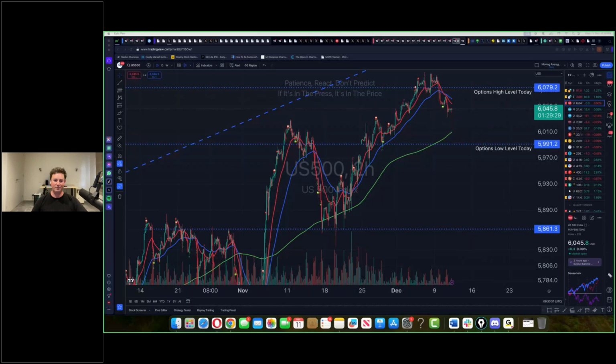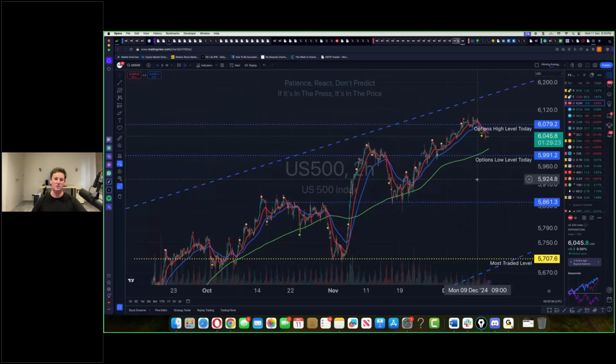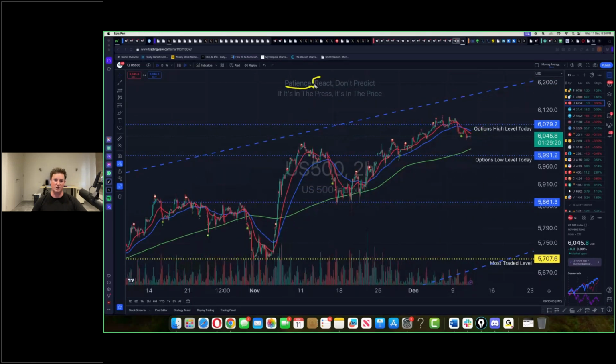Now, if we have a look over here and think about what's going to happen if it comes down to this point, what we're looking for is to have patience and obviously a reaction from those levels.